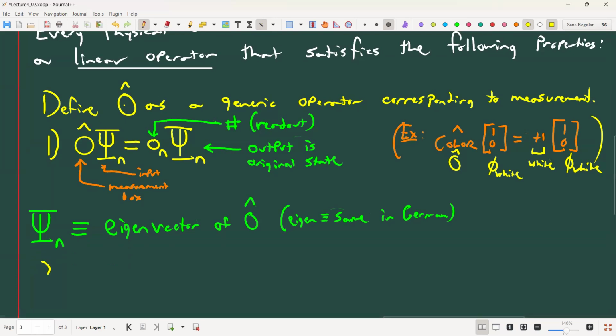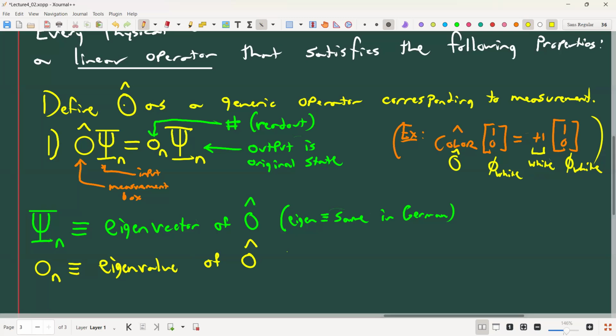And O sub n is called the eigenvalue of O. And this is one of the potential measurement results.